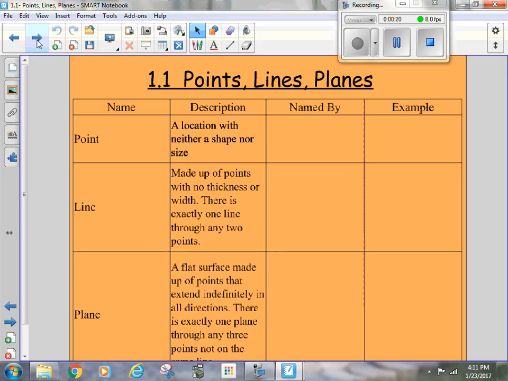So first off, we need to define a few vocabulary. A point is a location with neither a shape nor a size, and it is named by a capital letter. So like A. A couple examples: you put a point and you label it A, or another example, B.